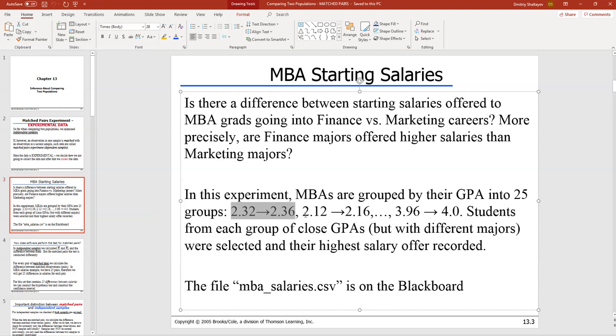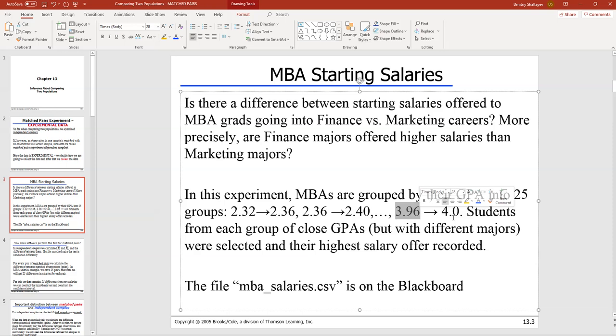So the second group would be, that's supposed to be higher than that, right? 2.36 to the next one, which is 2.4. The next one is from 2.4 to 2.44, etc. And the last group is at the top of the class, right? Graduating with the highest GPA. So the last range is very close to 4.0, from 3.96 to 4.0.